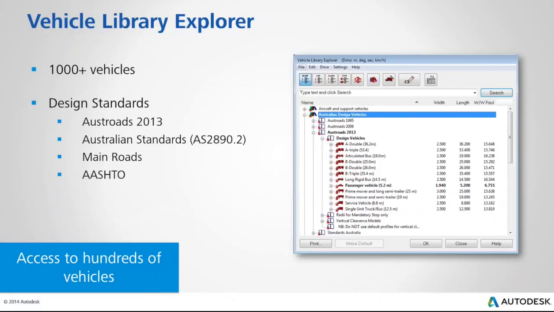Before we begin, the vehicle library with Autodesk Vehicle Tracking ships with over 1,000 different vehicle types. And as you can see here, most importantly, it actually ships with all of the relevant Austroads standards dating back as far as 1995 right up to the latest 2013. We also include Australian standards, or AS 2890.2, for our vertical clearance envelopes, as well as other aircraft and support design vehicles. We have all of the US standards, AASHTO, Caltrans, so literally thousands of vehicles. And the great thing about it is we actually have the ability to even edit our own.